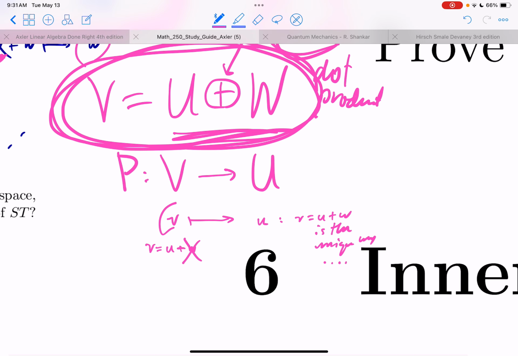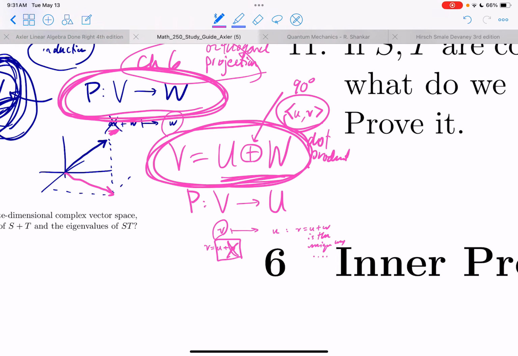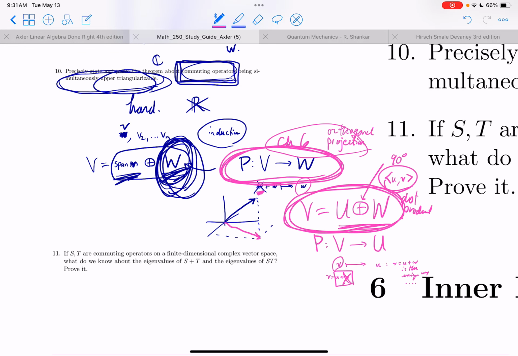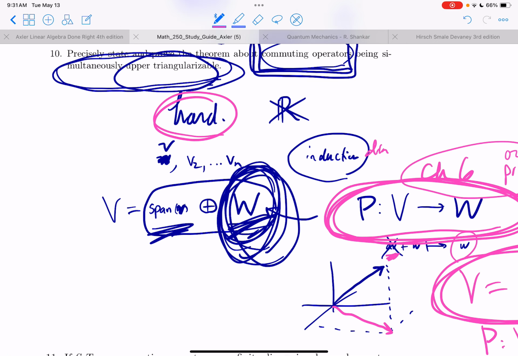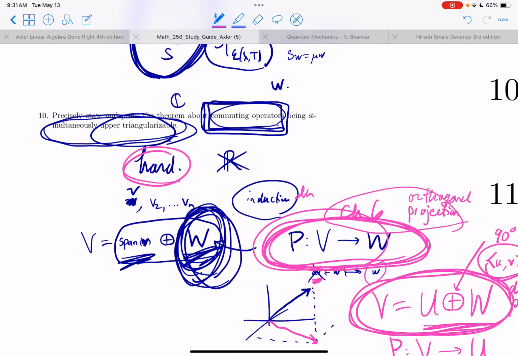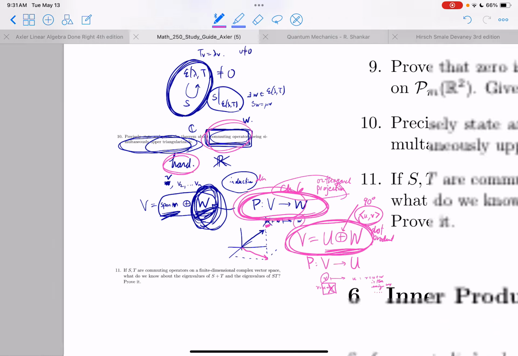That means you can write any vector uniquely as a piece in each space, and projection just forgets one of the pieces and keeps the other piece. So that's sort of the idea of this proof, and it's an induction on dimension, and you have to use a projection operator to make sure that the commuting operators still commute. Okay.